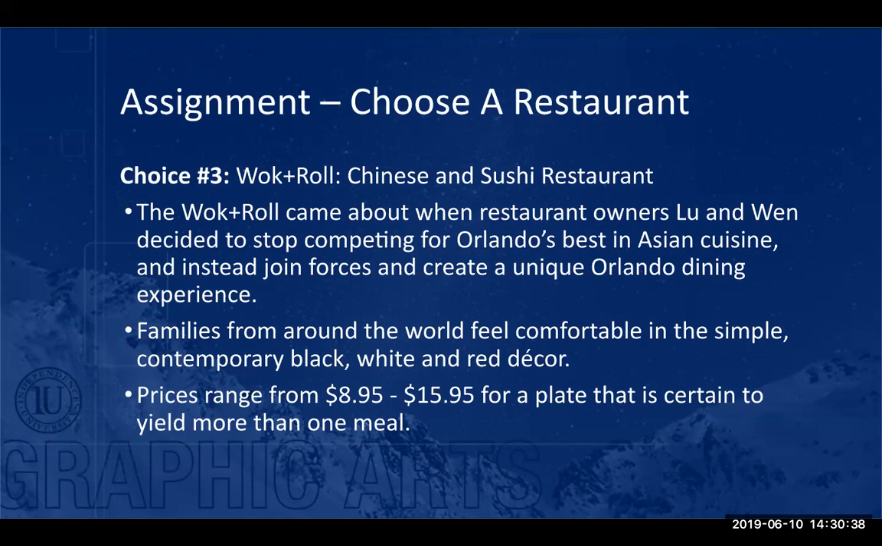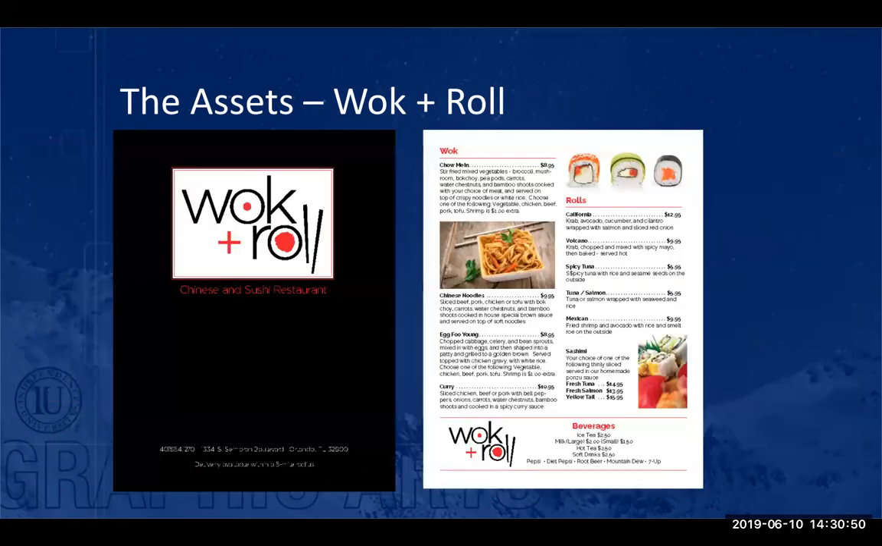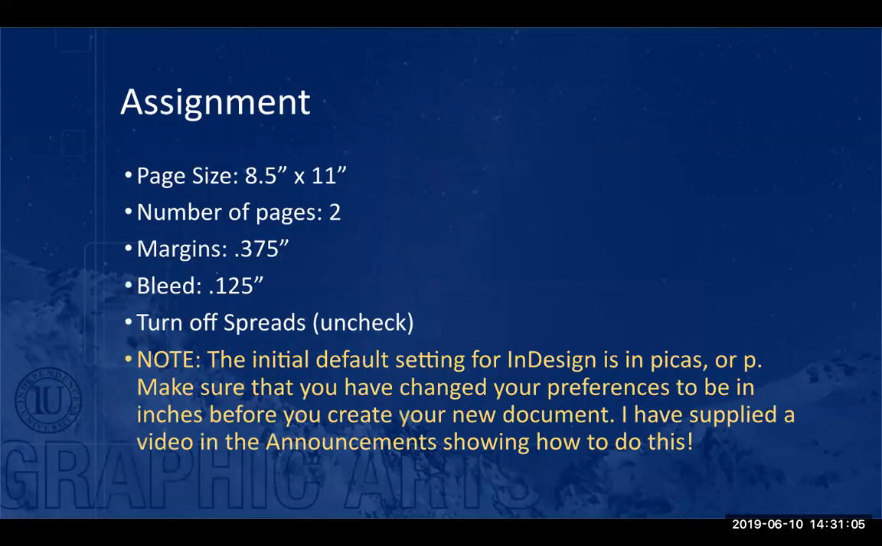The prices range from $8.95 to $15.95. So again, pretty good prices, and it's certain to yield more than one meal. And here are your food photos for Walk and Roll and their original menu. For each of the menus, you are given their logo to use as well as the food photos. You just need to come up with a different layout for them.